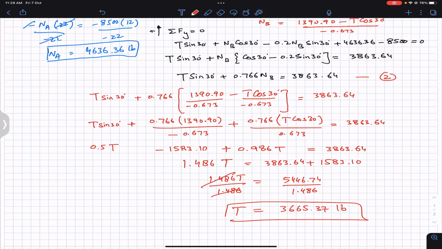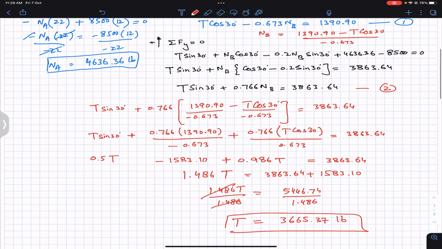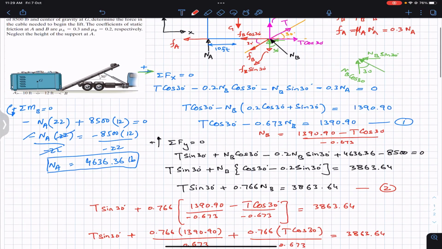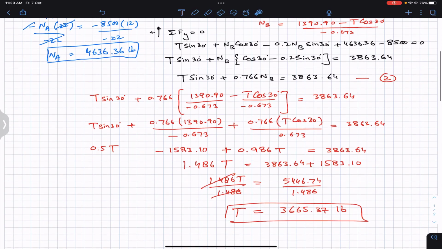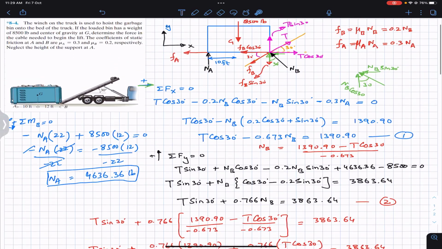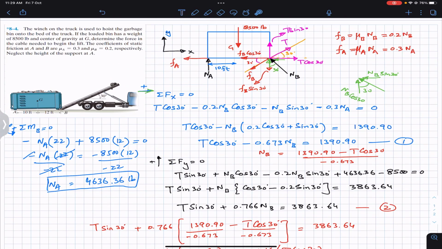So this is that T value which is required in the cable to just begin lifting this garbage bin. So this is the solution of this particular problem. I hope it will help you in your learning. It's a bit lengthy problem, but I hope it will help you.